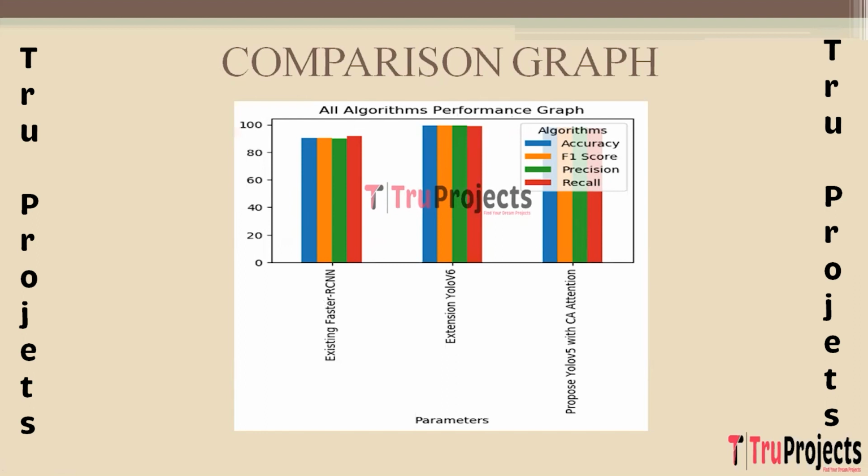Precision measures the accuracy of positive predictions, indicating how many predicted positives were actually correct. Recall measures the ability to identify all relevant instances, showing how many actual positives were correctly predicted. And F-score combines precision and recall into a single metric, balancing accuracy and completeness in predictions. So we can see extension YOLOv6 is doing well in all the performance metrics when compared to other models in this particular project.